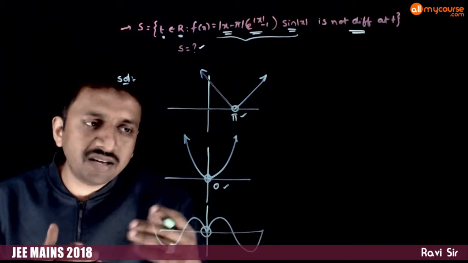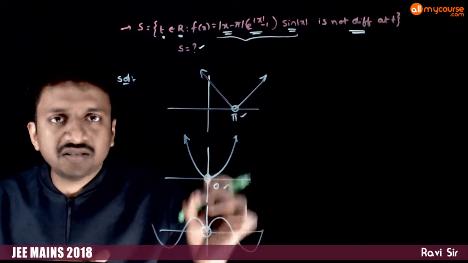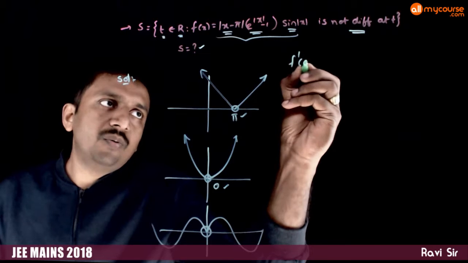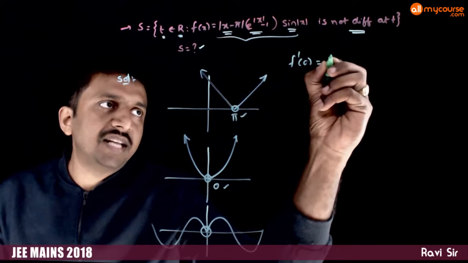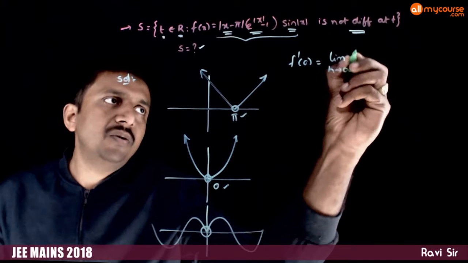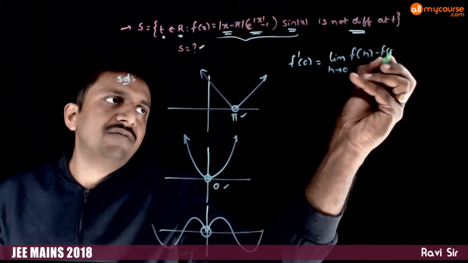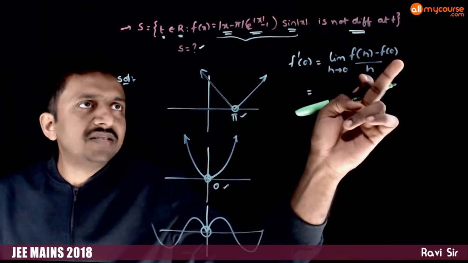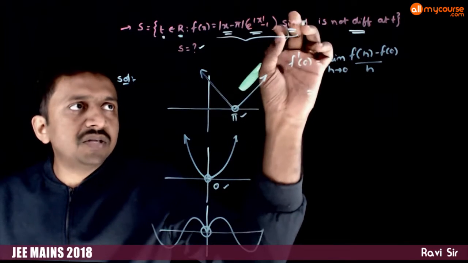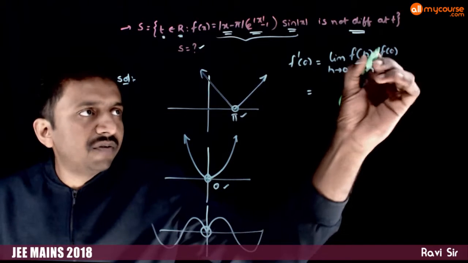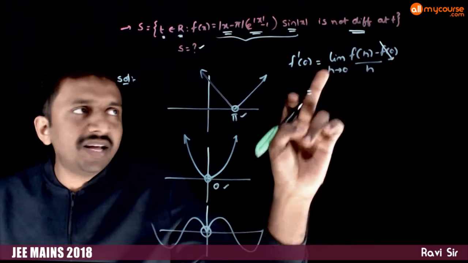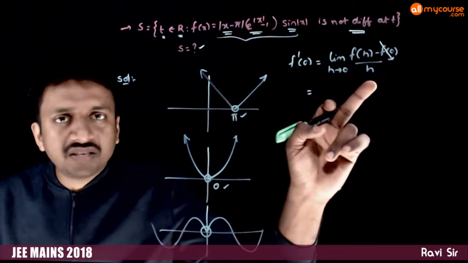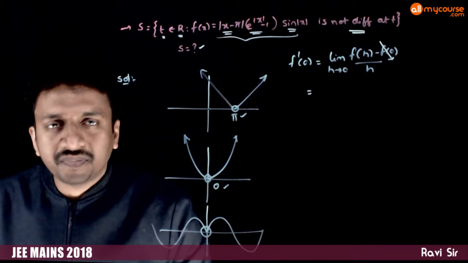So let us try to find the values of differentiation at these two points. Let us see if this function is differentiable. Let us go with the first principle. f'(0) is nothing but the limit as h tends to 0 of (f(h) - f(0))/h. As you can see, if you put x equal to 0, sin 0 is 0, so f(0) is 0. So directly, the limit as h tends to 0 of f(h)/h is the value of differentiation. If this is defined, then f'(0) is defined.